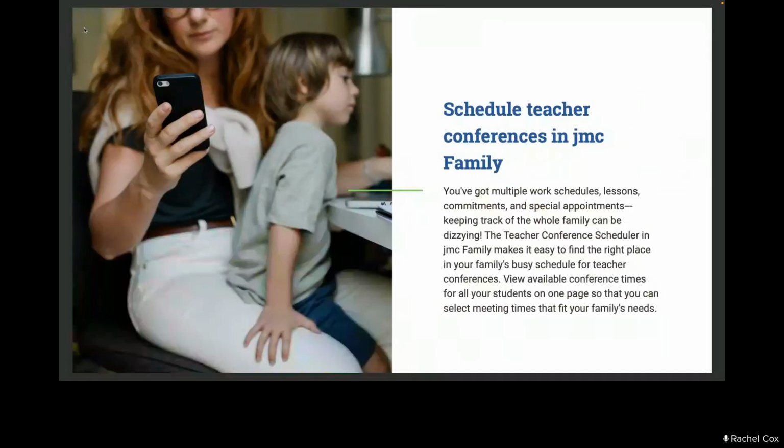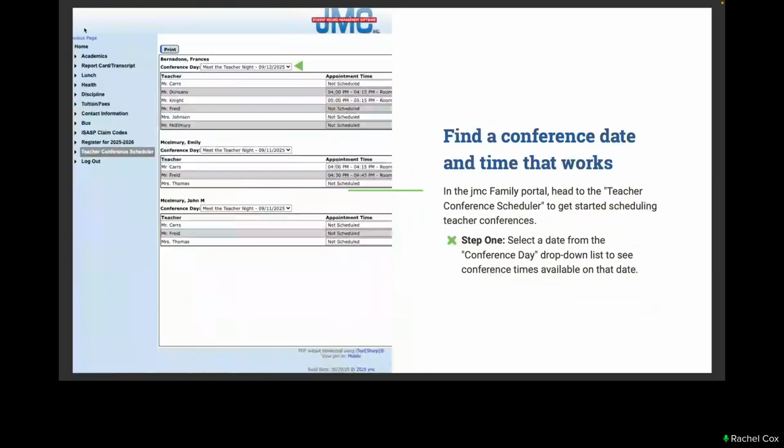You've got multiple work schedules, lessons, commitments, and special appointments. Keeping track of the whole family can be dizzying. The teacher conference scheduler in JMC Family makes it easy to find the right place in your family's busy schedule for teacher conferences. View available conference times for all your students on one page so that you can select meeting times that fit your family's needs. In the JMC Family Portal, head to the Teacher Conference Scheduler to get started scheduling teacher conferences.